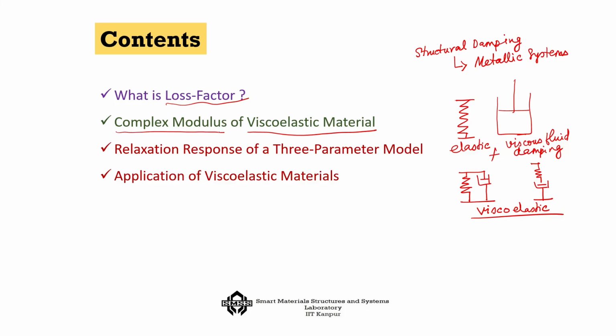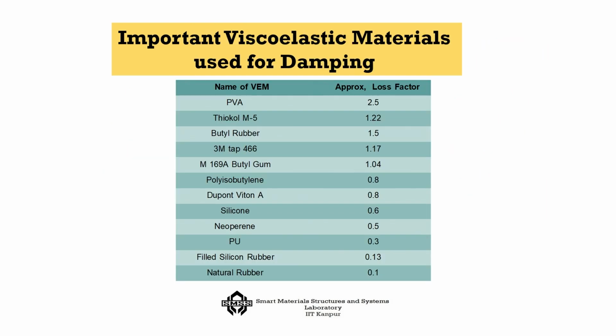Now, we have all along talked about the modulus of elasticity as something which is not going to change with time, but for a viscoelastic material, it has a time-varying modulus of elasticity. So, we are going to see that the modulus of elasticity will be complex in nature, and how these changes happen can be obtained from the relaxation response of a viscoelastic material. We will also see some applications of such materials. So, let us look into what these important viscoelastic materials are.